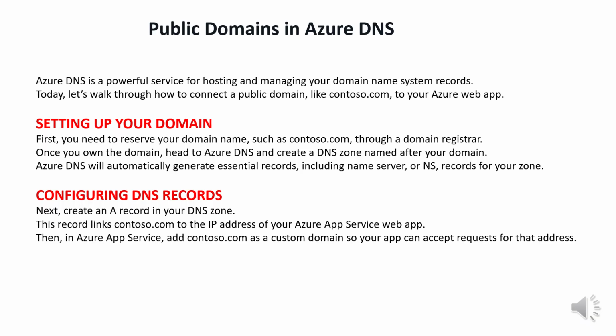Azure DNS will automatically generate essential records, including name server or NS records for your zone. Next, create an A record in your DNS zone. This record links contoso.com to the IP address of your Azure App Service web app. Then, in Azure App Service, add contoso.com as a custom domain so your app can accept requests for that address.